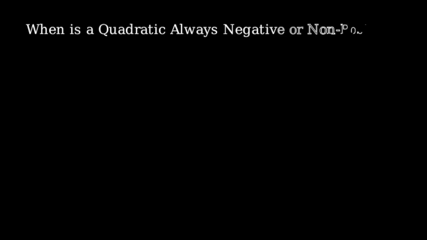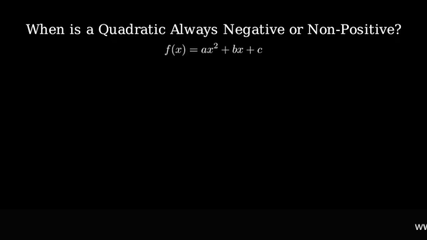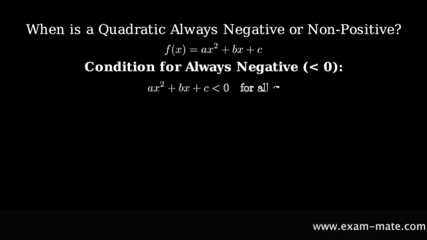Today, we'll explore the conditions under which a quadratic function is always negative or always non-positive. Let's consider the general form of a quadratic equation, ax squared plus bx plus c. First, let's look at when the quadratic is always strictly negative, meaning ax squared plus bx plus c is less than 0 for all real values of x.